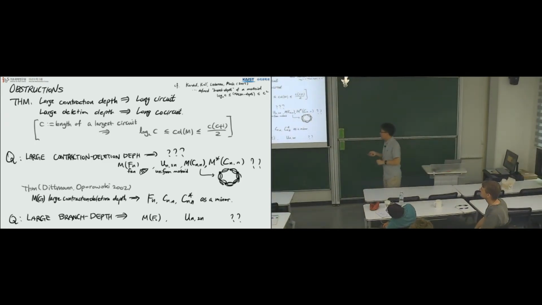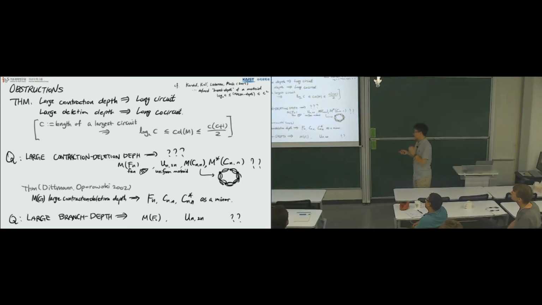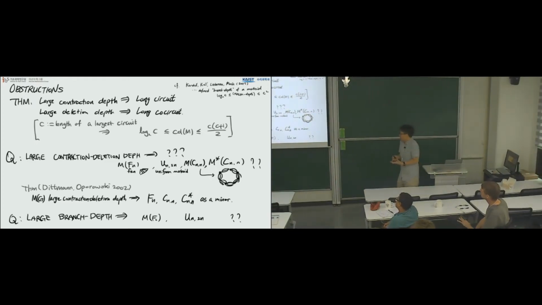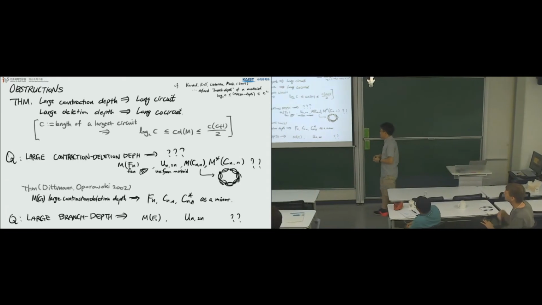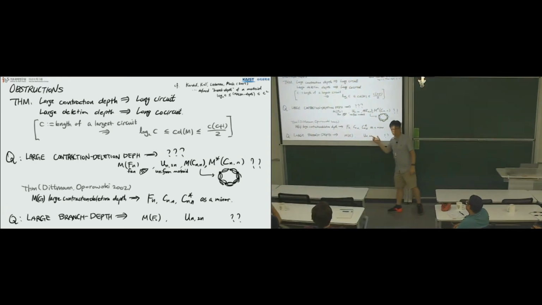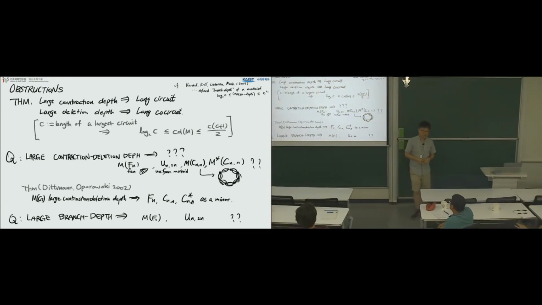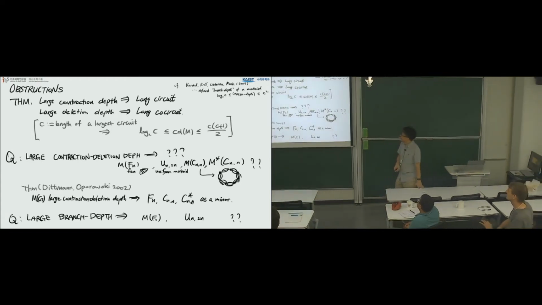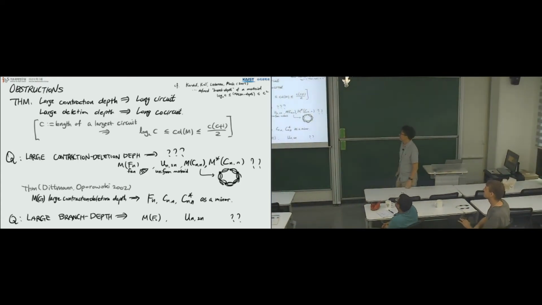And we also tried to find obstructions for large branch depth, and we thought that maybe a fan and the uniform matroid could be obstructions. We don't have a proof. So that's what we have for matroids.